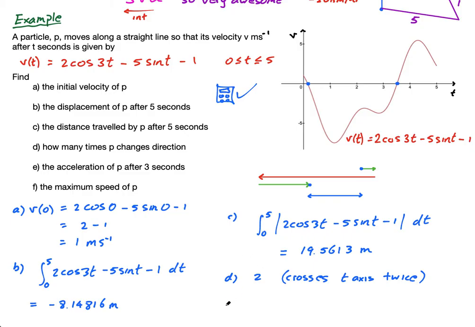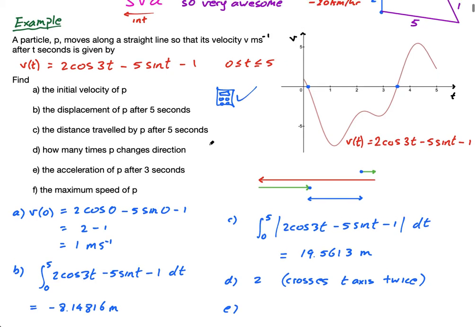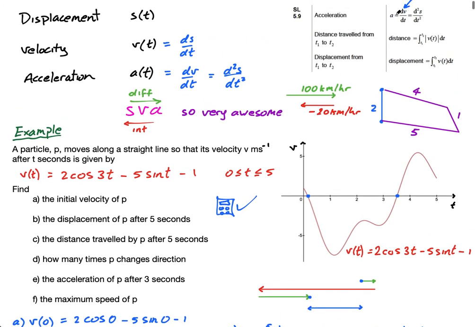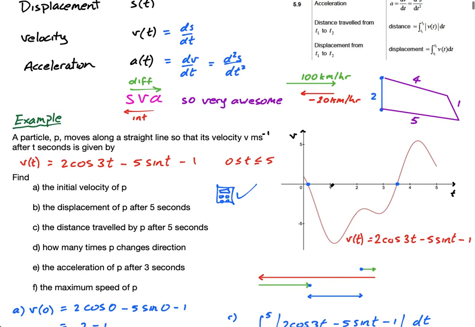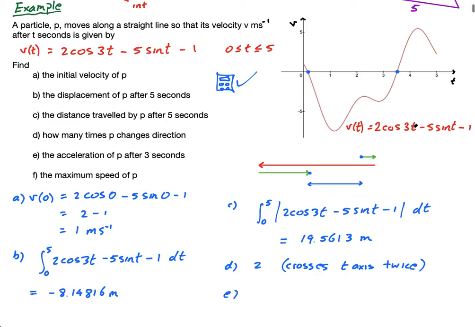Okay, E, find the acceleration of P after 3 seconds. How do I find acceleration? Well, here we are. Acceleration is the derivative of the velocity. Here, look, I have the velocity. To get to acceleration, I differentiate. So I need to differentiate this thing, and it's after 3 seconds.